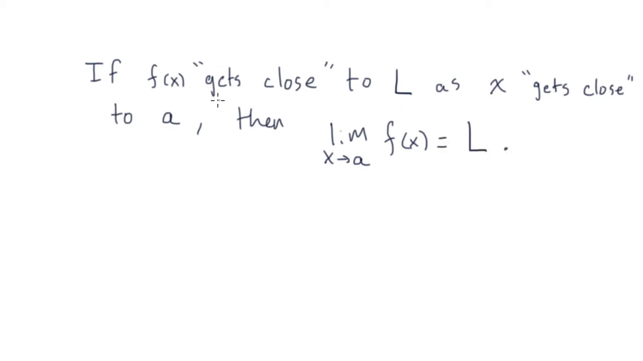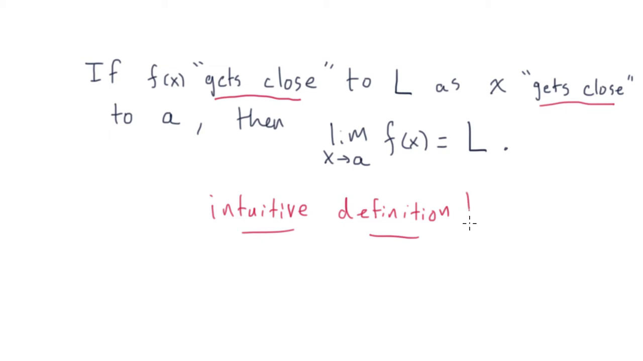But here's the problem. What do I really mean by gets close? This is a very good intuitive definition, meaning that it's perfectly fine to think this way in your mind. When you think about a limit, you think about a function value getting close to a number as the input variable gets close to a number. That's really what a limit is. But it is not a precise definition.